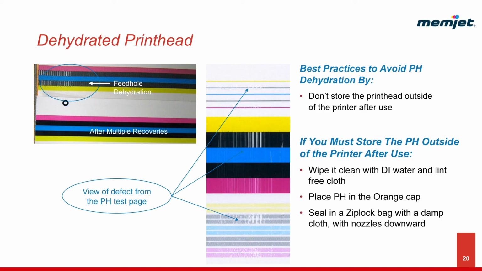You can avoid printhead dehydration by not storing the printhead outside of the unit after use. But there are occasions when we absolutely must do this. So let's follow these steps. Wipe it clean with DI water and a lint-free cloth. Place the printhead in the orange protective cap. Seal it in a Ziploc bag with a damp cloth, nozzles facing downward.